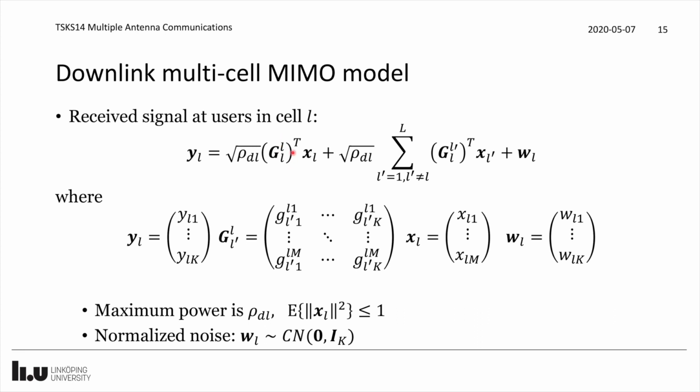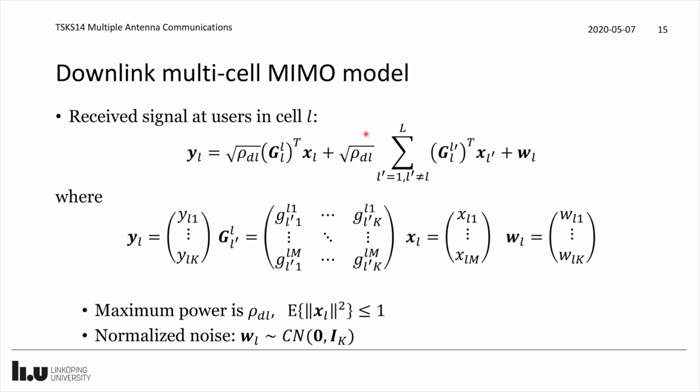And then we have the channel matrix, GLL. It's defined in the same way as before, but we have applied a transpose here to say that now we are transmitting in the opposite direction, from the base station to the users. Then we have interfering terms here coming from other cells. So we're summing up, L prime goes from 1 to capital L, but we are omitting the cell that we are considering now, the cell number L.